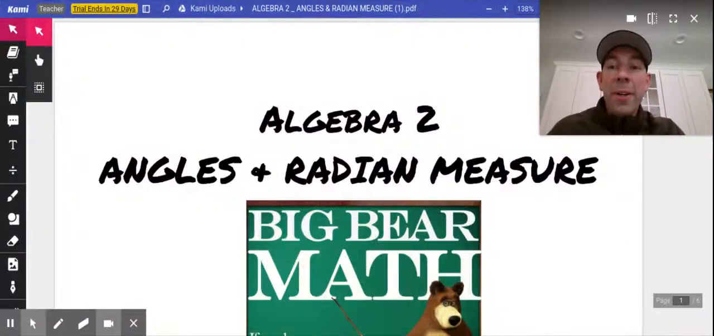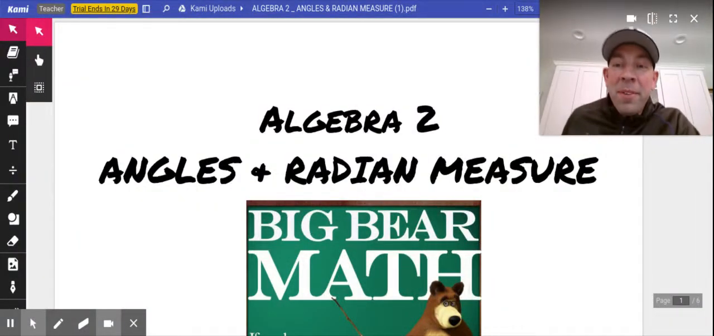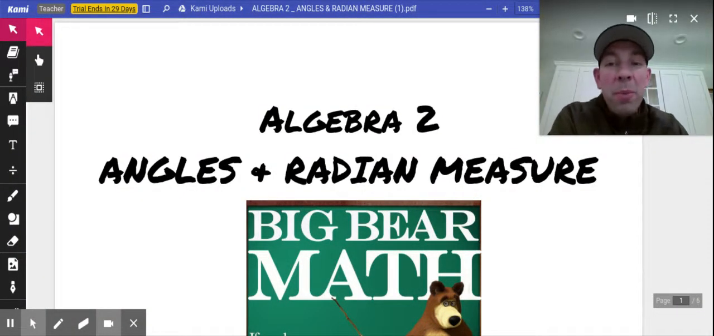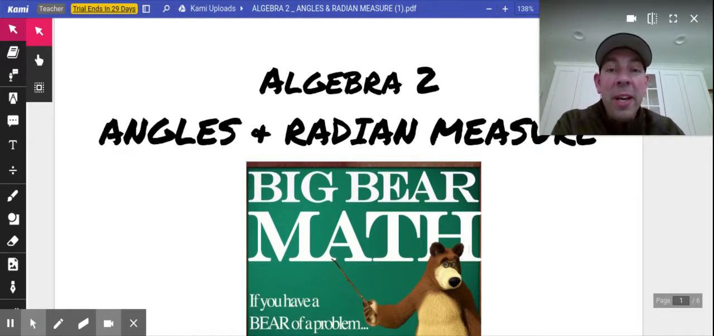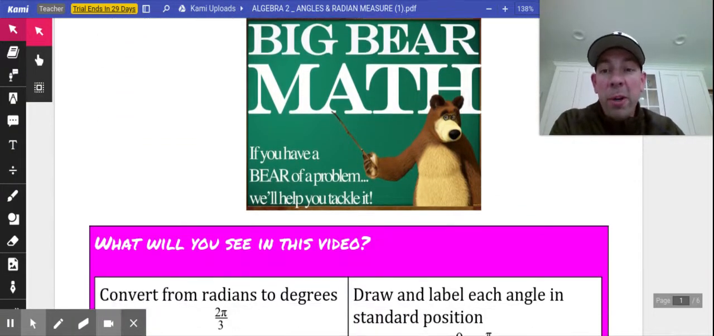Hey guys, we're going to jump into our big chapter on trigonometry, and today we're going to warm up with a discussion on angles. How do we measure those angles? Typically, we measure them in degrees, but we're going to graduate to measuring them in radian measure instead of degrees as we get more and more comfortable with these.